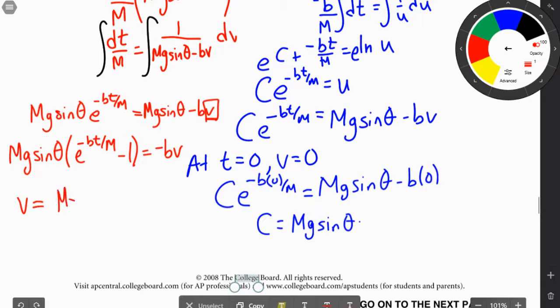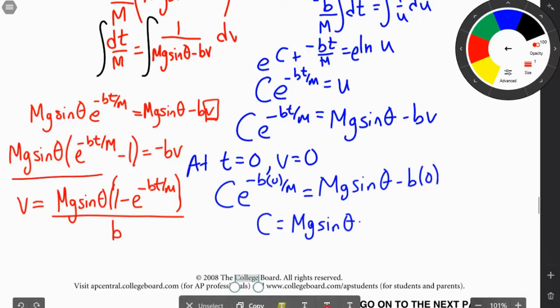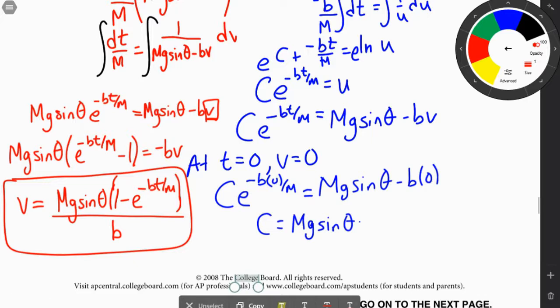So mg sine theta times 1 minus e to the negative bt over m, divided by b. And so there is my velocity at any given point in time as a function of t. So that's, again, the 2008 AP Physics C exam, question number 1 on the mechanics.